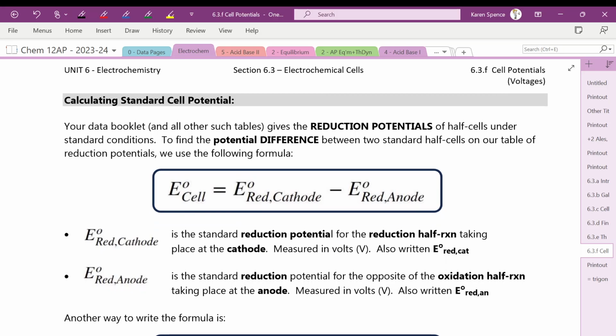So here are some ways that you can calculate the potential. So you can use a reduction potential and a reduction potential. So you will use the reduction potential for the cathode and the reduction potential for the reaction happening at the anode. And if you subtract those, you will get the potential of the cell. Is that good? Okay. Let's take a look at what that would look like on our chart.